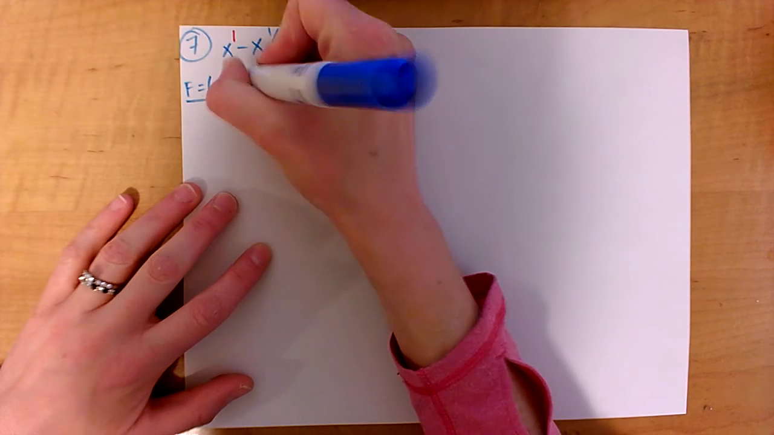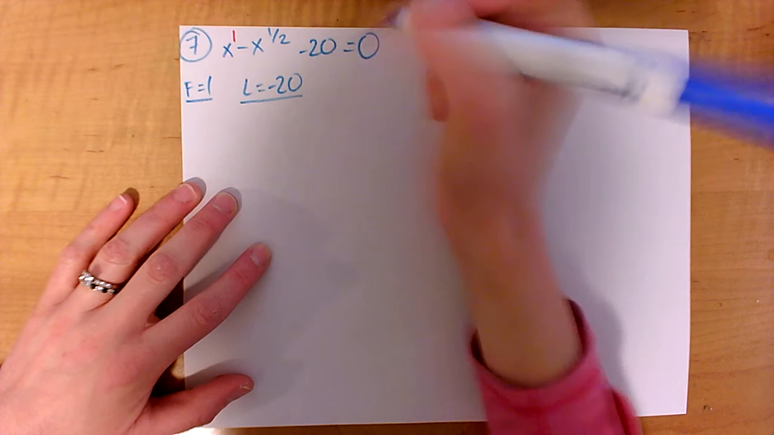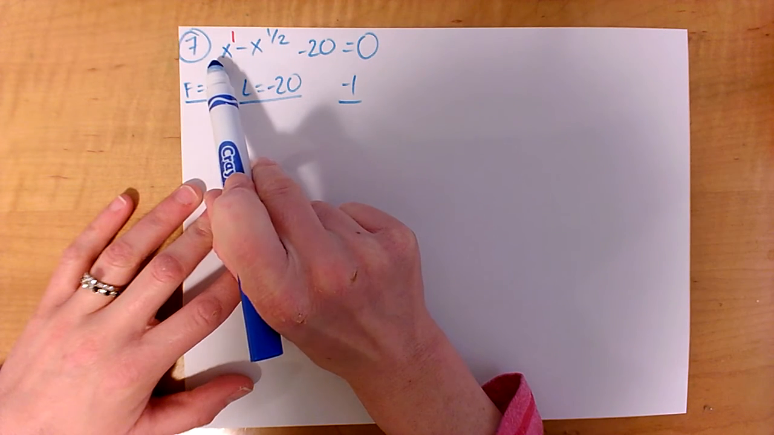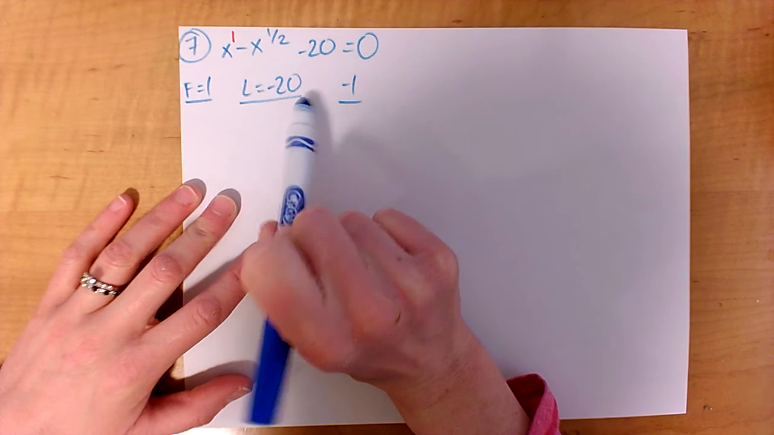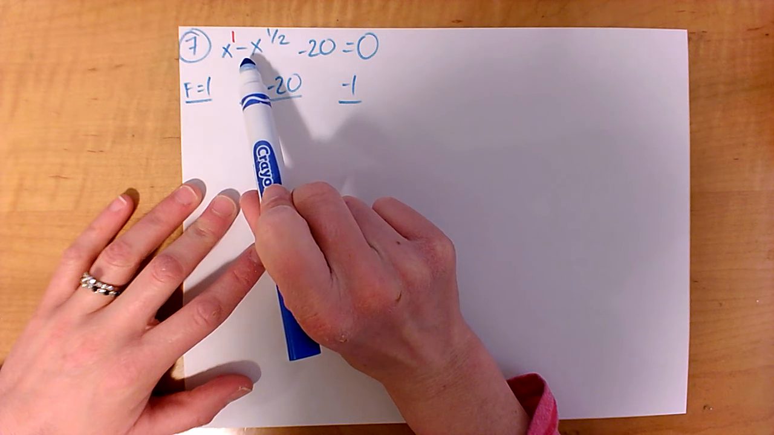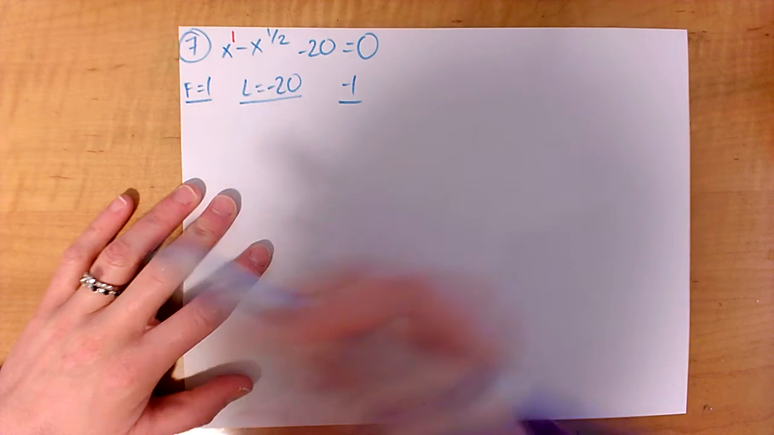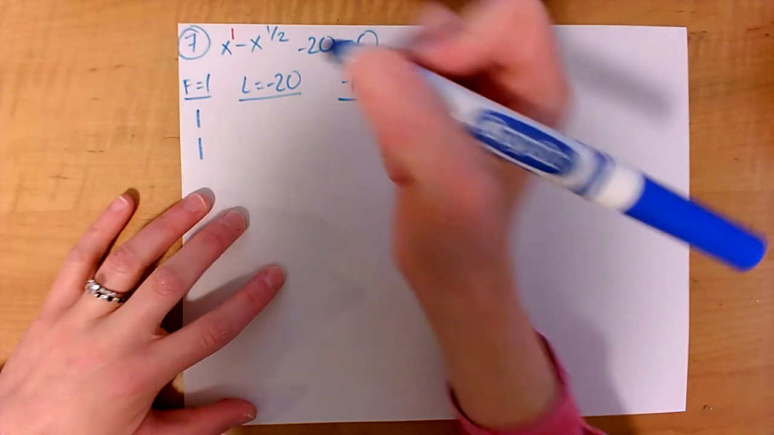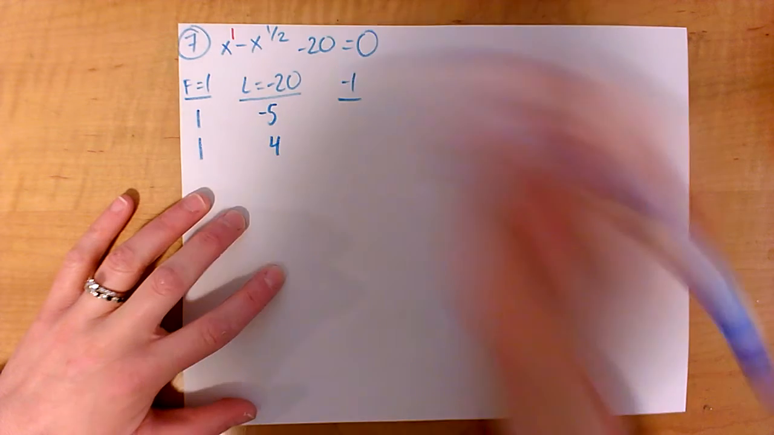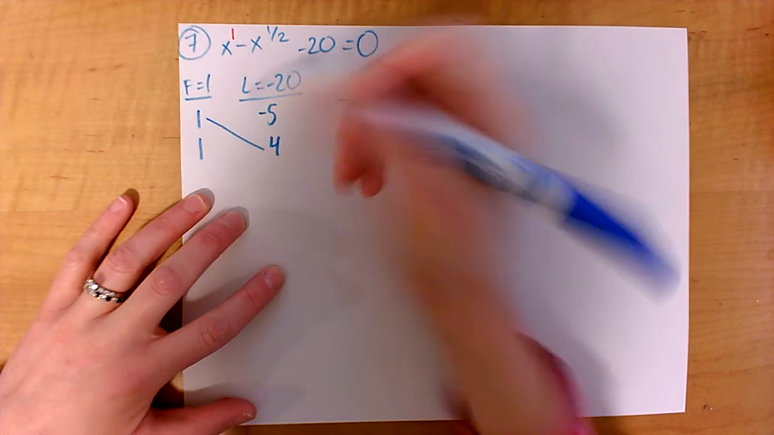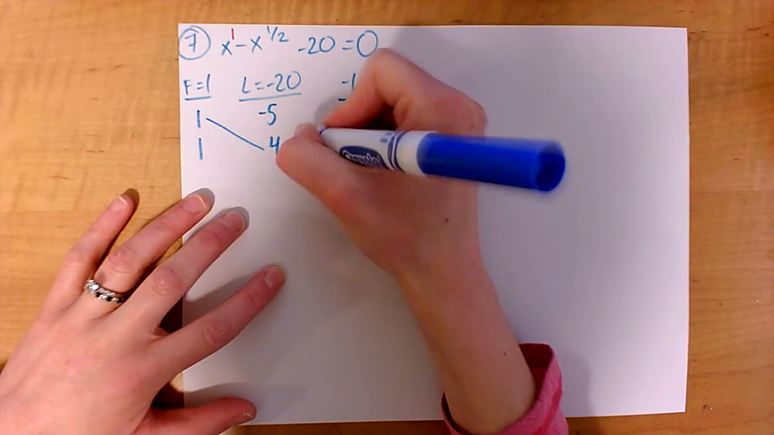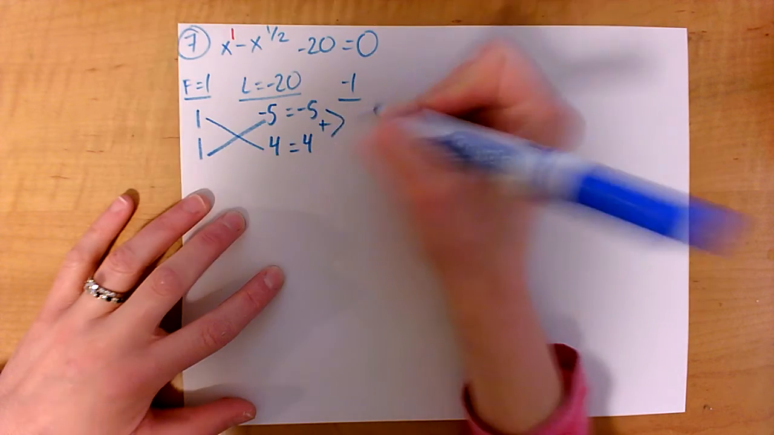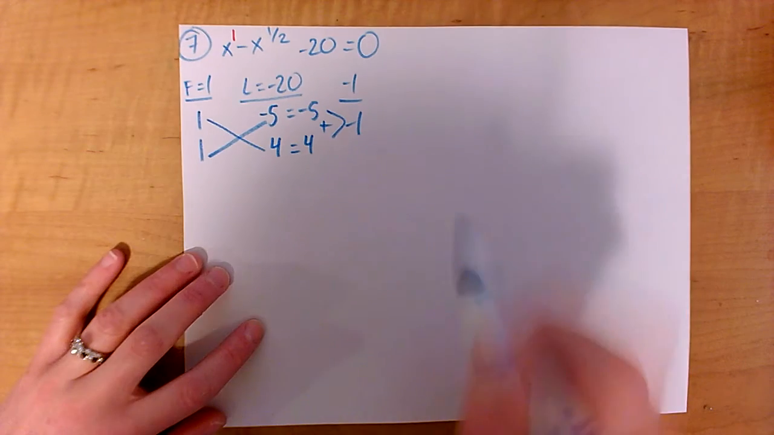So we'll go ahead and factor it with first and last. Right, so first is the coefficient in front of this x, which is 1. Our last is negative 20. And what we have in the middle, there's a negative 1 in front of that x to the 1/2. Alright, so we'll have 1 and 1. 2 factors of negative 20. Let's have a negative 5, positive 4. Cross multiply. So 1 times 4 is 4. 1 times negative 5 is negative 5. Add those up, and we get a negative 1.